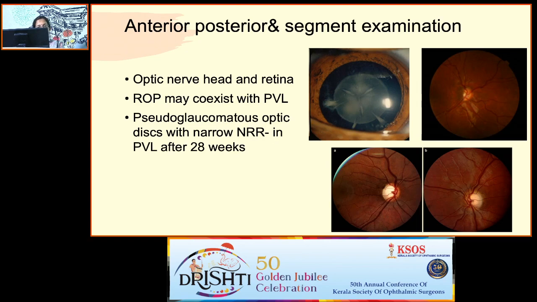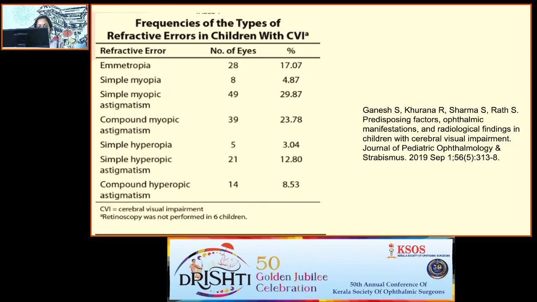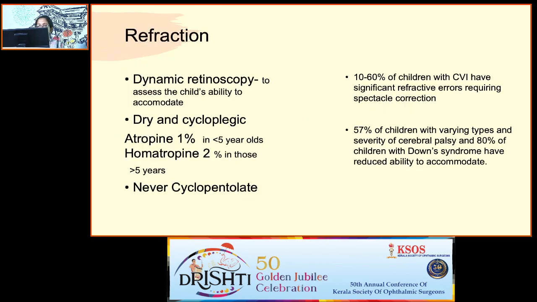ROP has been found to be coexisting with peripheral PVL, and pseudoglaucomatous optic disc with narrow NRR is noted in children with PVL occurring after 28 weeks. Refraction deserves special stress. You have to do dynamic as well as cycloplegic refraction. 10 to 60% of children with CVI have significant refractive errors requiring spectacle correction. Suma Ganesh et al. have done a study where they found that simple myopic astigmatism is the most frequent refractive error in children with CVI. And 57% of children with varying types and severity of cerebral palsy and 80% of children with Down syndrome have been found to have reduced ability to accommodate.